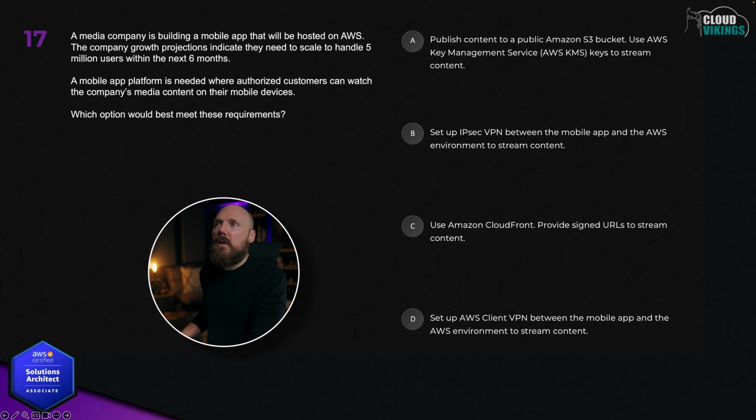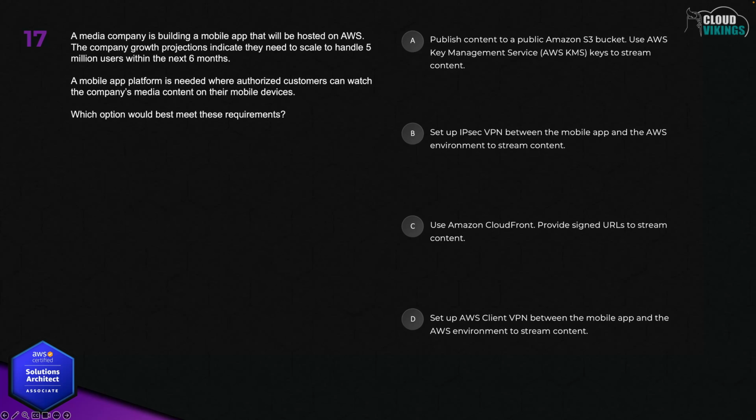A. Publish content to a public Amazon S3 bucket. Use AWS Key Management Service, AWS KMS, keys to stream content. B. Set up IPsec VPN between the mobile app and the AWS environment to stream content. C. Use Amazon CloudFront. Provide signed URLs to stream content. D. Set up AWS Client VPN between the mobile app and the AWS environment to stream content.